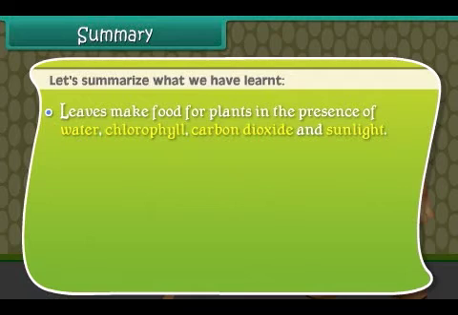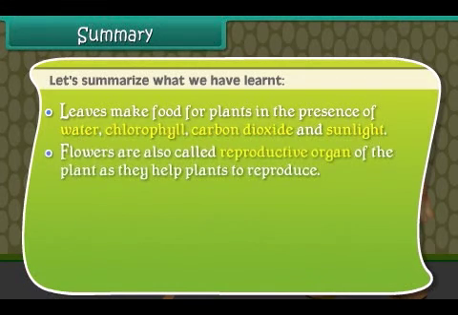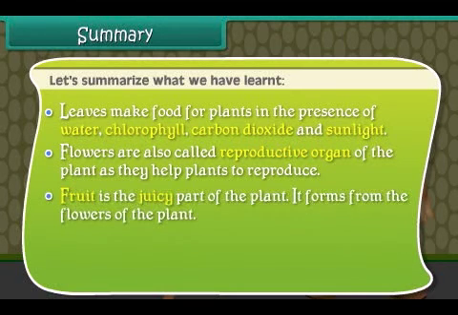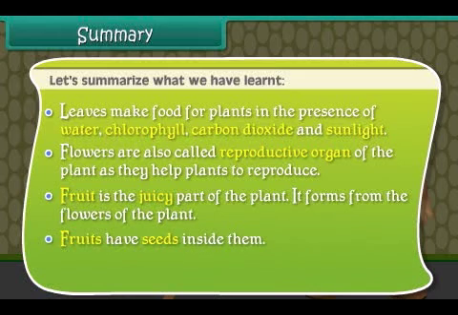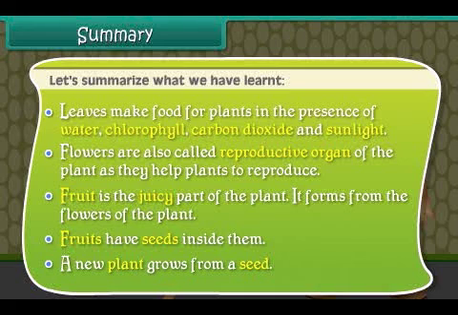Leaves make food for plants in the presence of water, chlorophyll, carbon dioxide, and sunlight. Flowers are also called reproductive organ of the plant, as they help plants to reproduce. Fruit is the juicy part of the plant. It forms from the flowers of the plant. Fruits have seeds inside them. A new plant grows from a seed.